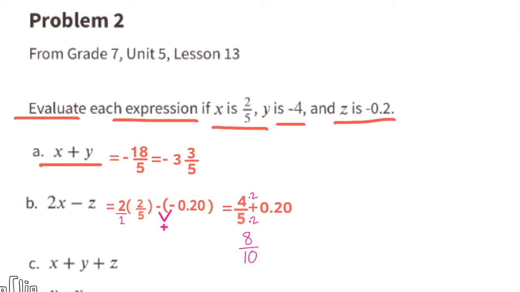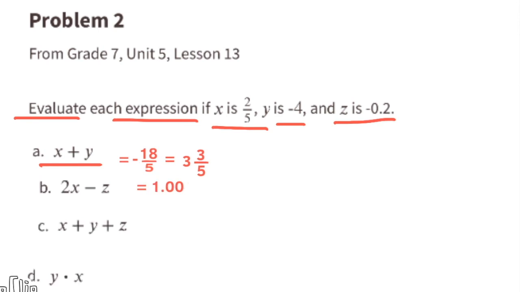We can write them both as decimals, or we can write them both as fractions and add them. Let's use decimals. You'll notice that I wrote 80 hundredths plus 20 hundredths. That has the same value as 8/10 plus 2/10. Kind of like how 8 dimes has the same value as 80 pennies, and 2 dimes has the same value as 20 pennies. 8/10 plus 2/10 equals 10/10 or 1 whole. So in this case, 2x minus z equals 1.